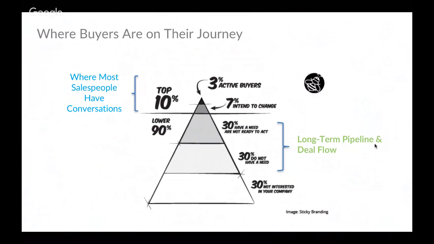But you've got that middle stack, that juicy 60%. That is your long-term pipeline and deal flow. This is divided into those that have a need but aren't yet ready to act, and those who don't have a need right now, but they're open to change. Why wouldn't you want to serve up content to those people proactively? And by the way, I use the term content, but why not use the term education? Why not educate those buyers?